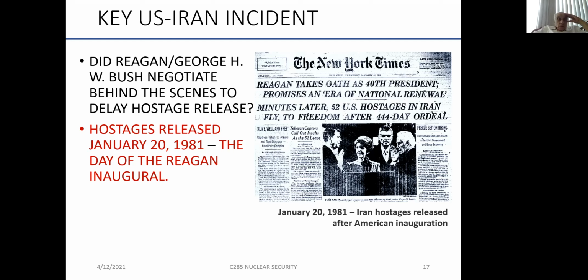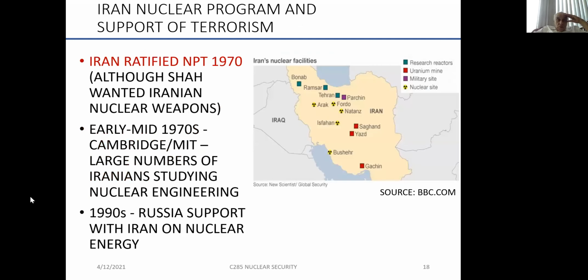Okay. Amazing times. This next. So totally separately, there was an Iranian nuclear track. The Shah had tremendously developed around its infrastructure, its economy. He wanted it to become one of the world's great countries. Iran actually ratified the Nuclear Non-Proliferation Treaty in 1970, but he also sought Iranian nuclear weapons.